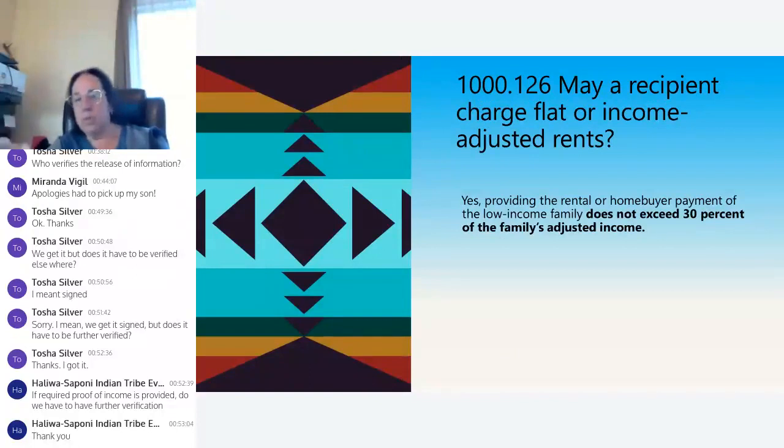So 1,126, may a recipient charge flat or income adjusted rents? Well, yes, you can. Bottom line is, as long as it does not exceed the 30% of the family's adjusted income. So that's what you read every time that you read, can I do this? Can I do that? Well, yes, you can, as long as it does not exceed 30% of the family's adjusted income. That's a law that I watched years and years ago, them trying to change up on the Hill, and Congress would not have it. Very stickler about that.